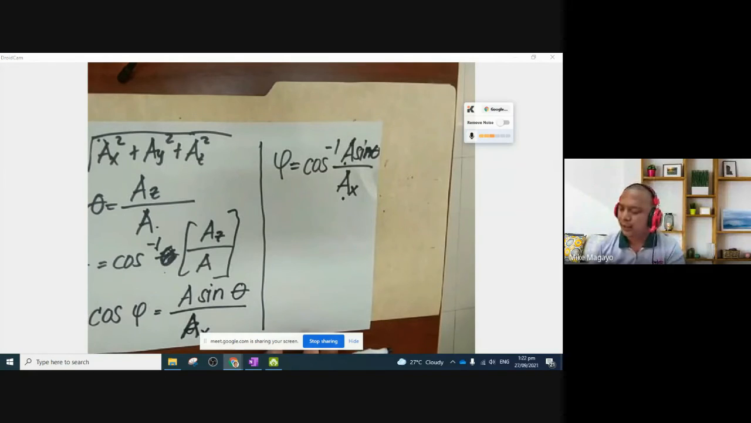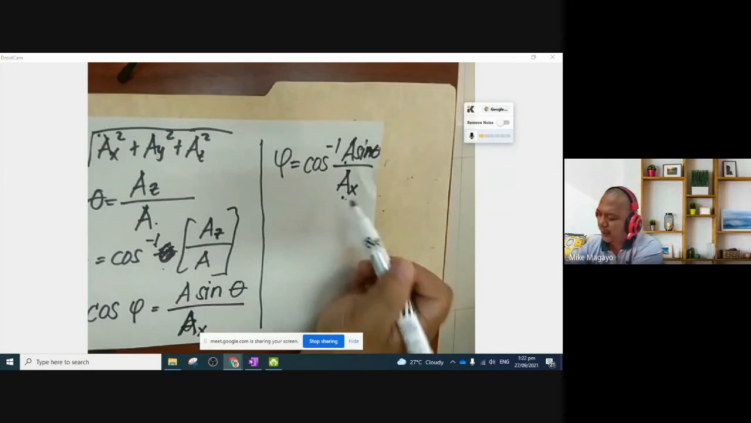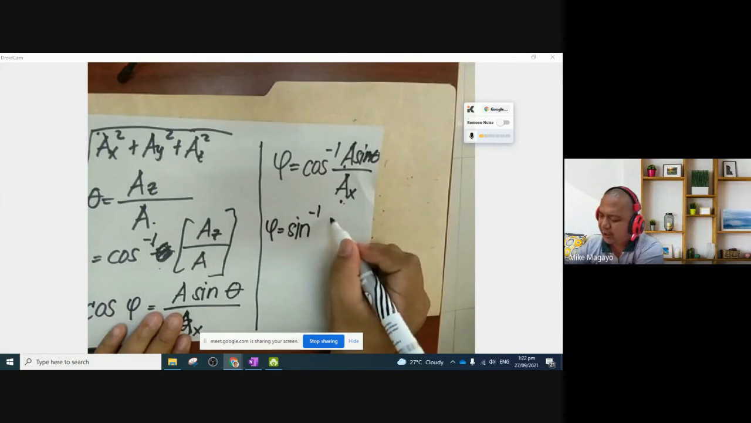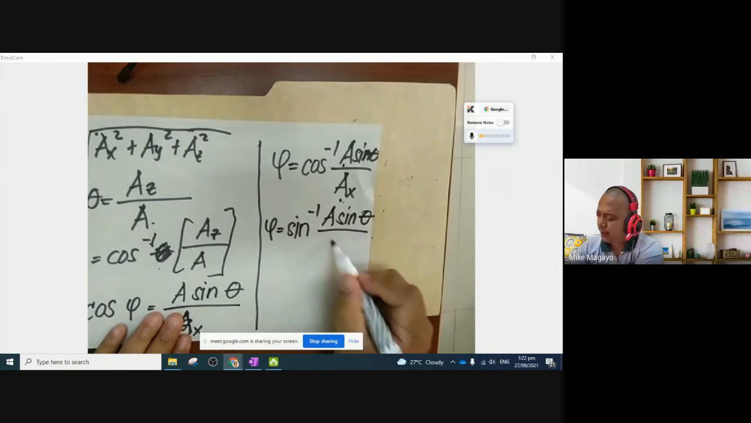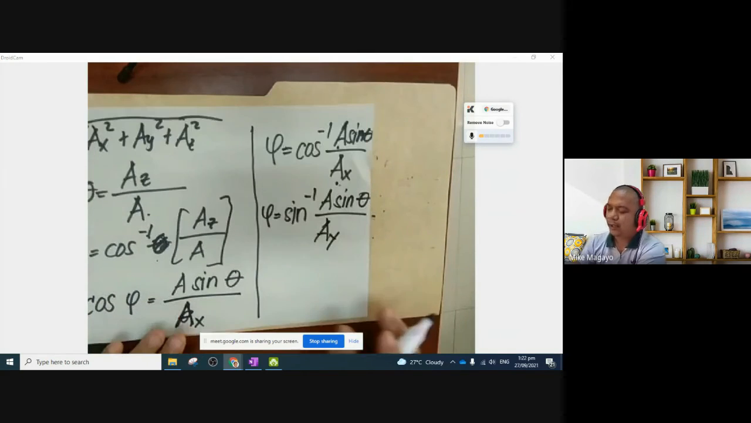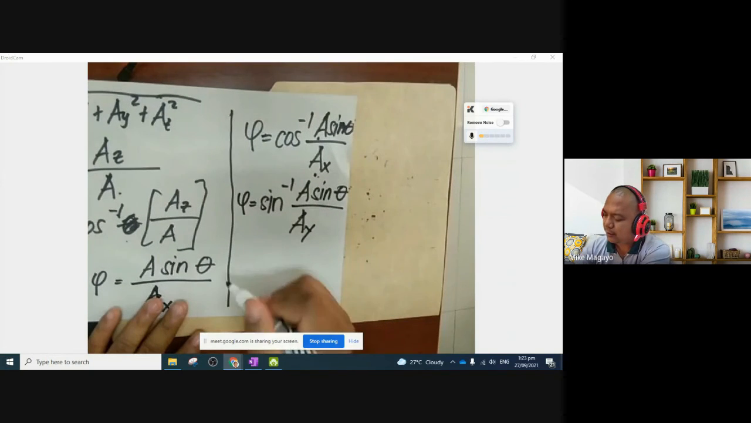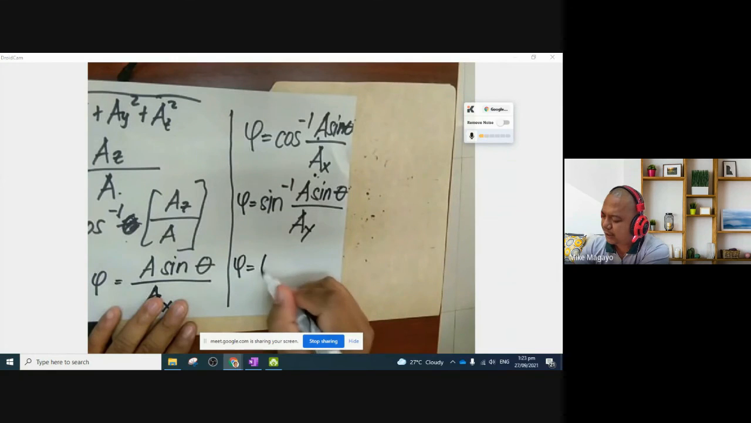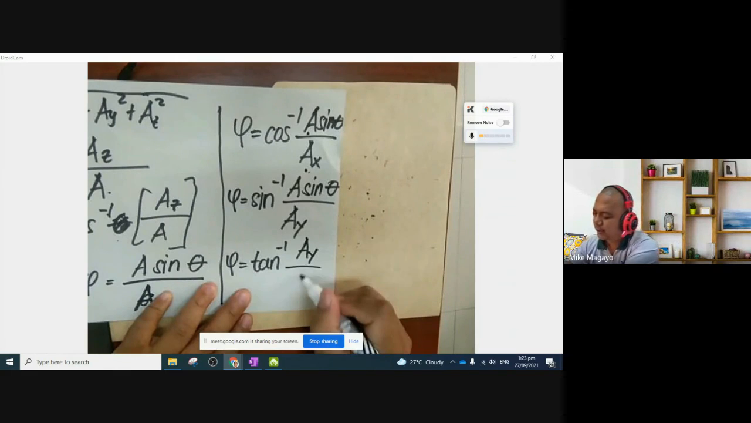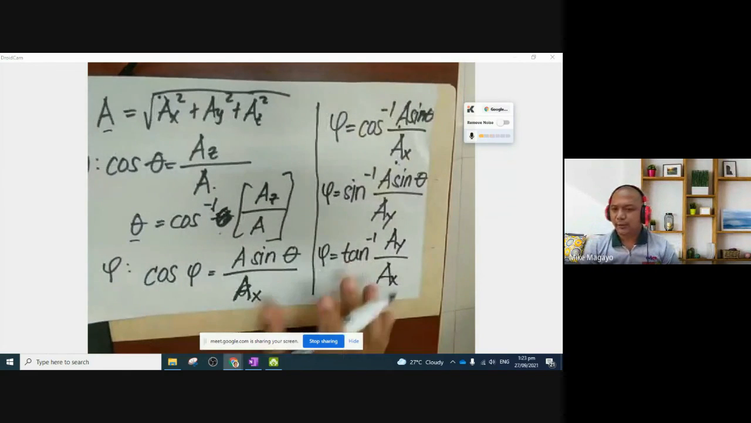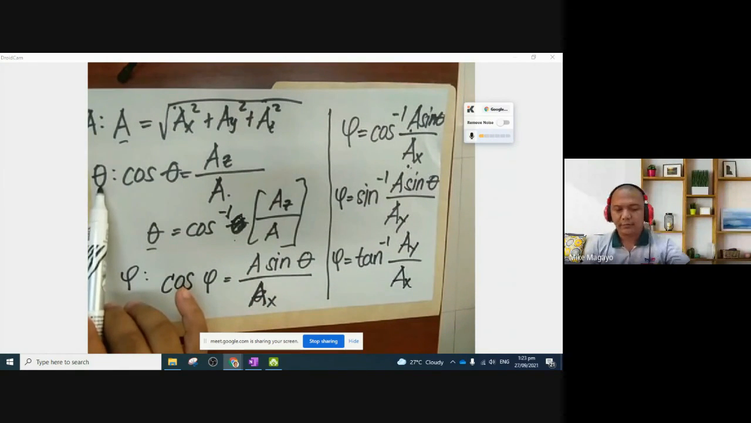You may also determine the value of phi if you want to use the value of A sub y. This is an inverse function of sine: A sine theta over A sub y. Another approach is we could use the tangent. So phi using inverse tangent of A sub y over A sub x. So there, you can calculate for angle theta and angle phi.